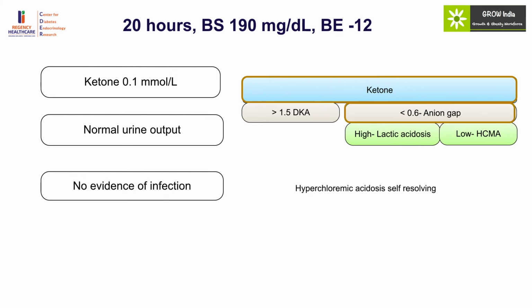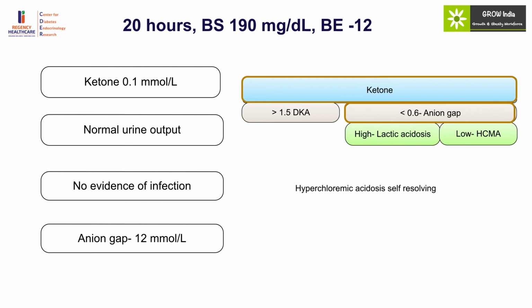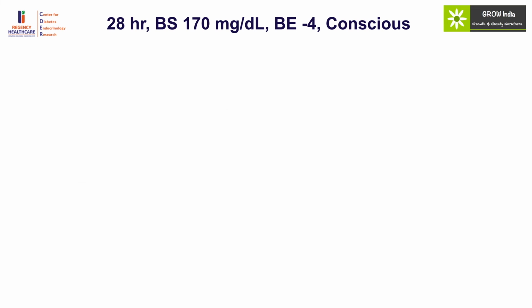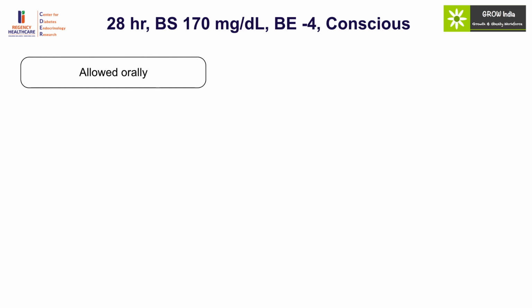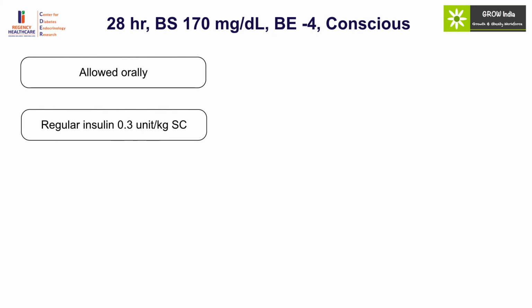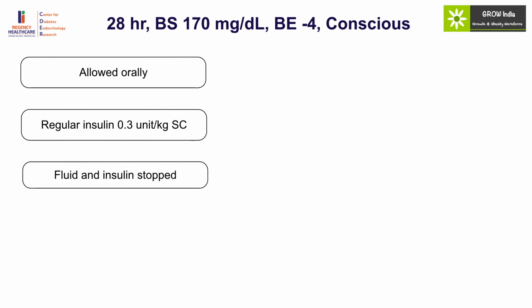We should obviously look at the anion gap, which was normal. This confirms the possibility of a hyperchloremic metabolic acidosis, which is a self-limiting condition. 28 hours after treatment, the child has a blood sugar of 170, absolutely normal, base excess improved, the child is conscious and was allowed orally, regular insulin was given, and fluid and insulin were stopped.